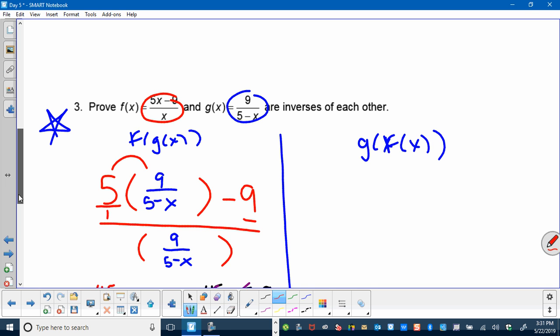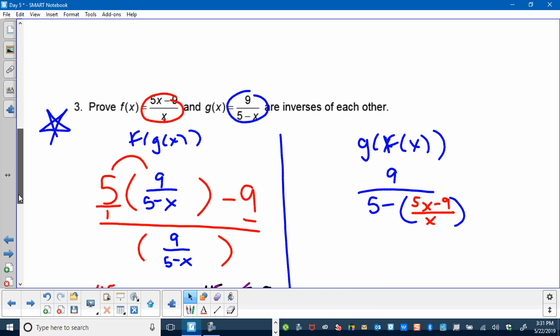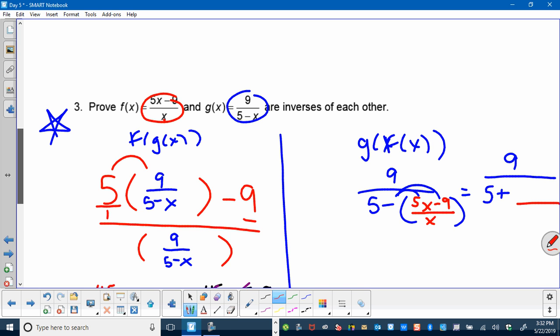For g of f of x, we're going to copy the blue function on the outside without the x at all. Then we're going to substitute the red function on the inside. So 5x minus 9 all over x. First thing I'm going to do is distribute this negative through on the top. So I'm going to have 9 over 5. I'm going to put a plus sign. I know that seems weird, but trust me, it's going to help you with your common denominators later.